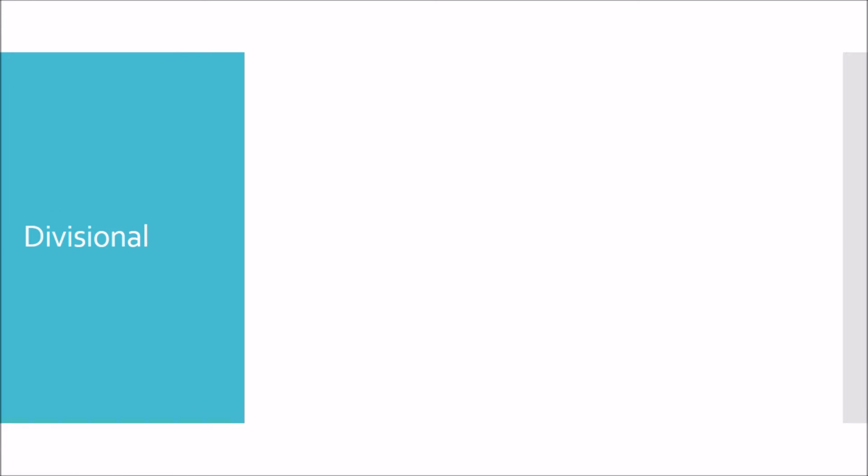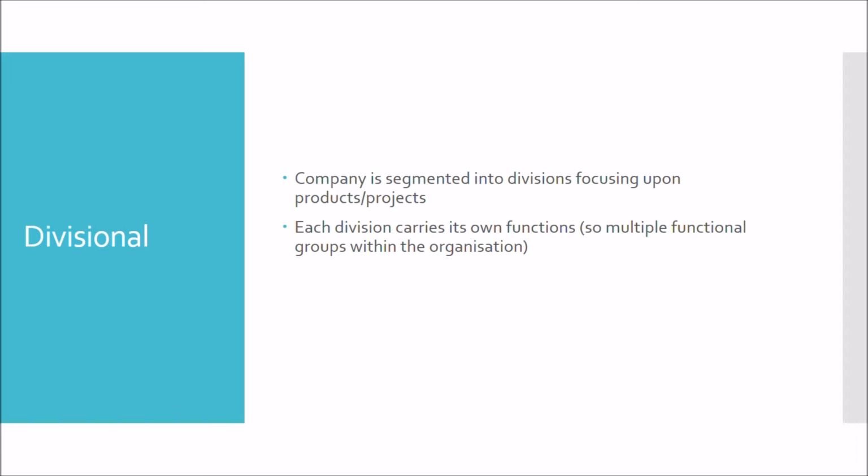The next structure is divisional. In the divisional one, a company is segmented into divisions based upon products or projects. Each of those divisions carries its own functions. So let's take General Electric, where we've got a microwave division and a turbine division. Each of those divisions carries its own HR function, its own sales function, its own marketing function, and so on.